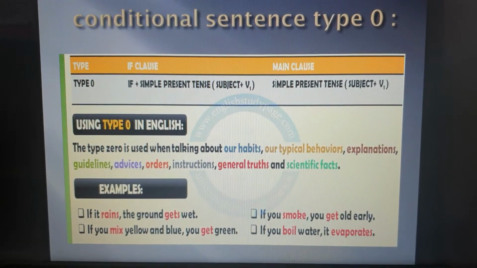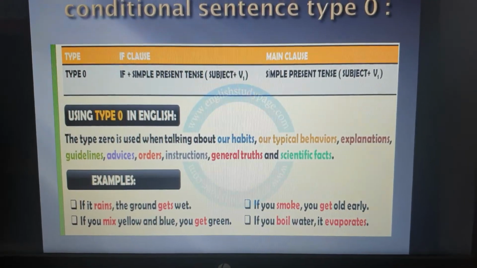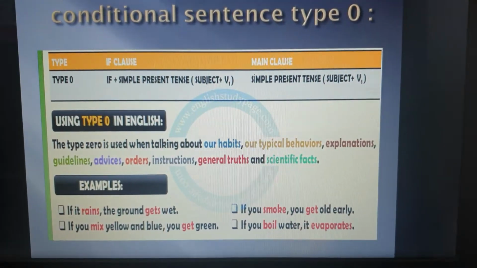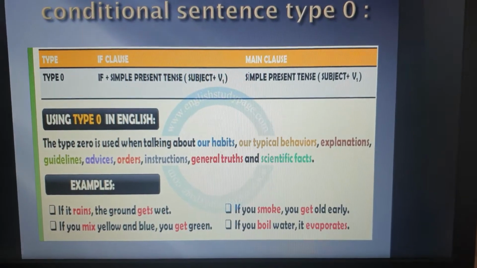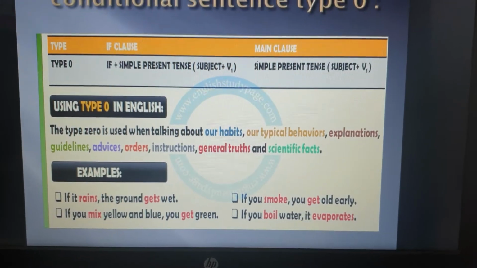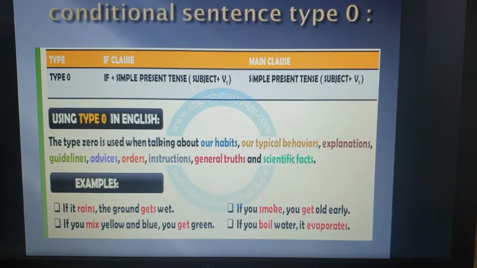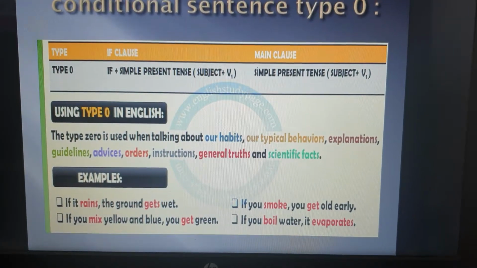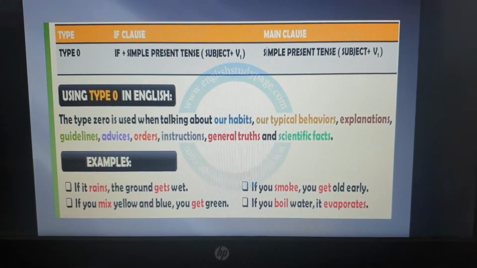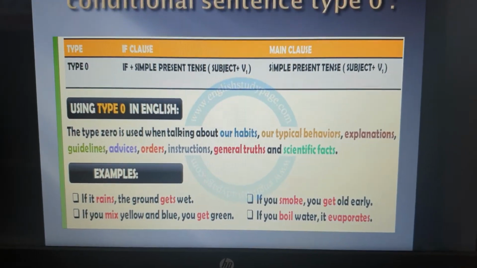Let's have a quick revision about the 0 type. Every sentence in the if conditional contains 2 clauses, if clause and main clause. In the 0 conditional, the if clause is simple present and the main clause is simple present too. We use it to talk about habits, behaviors, explanation, orders, advices, general truths, or scientific facts. And here we have some examples. No need to change anything. Simple present and simple present.